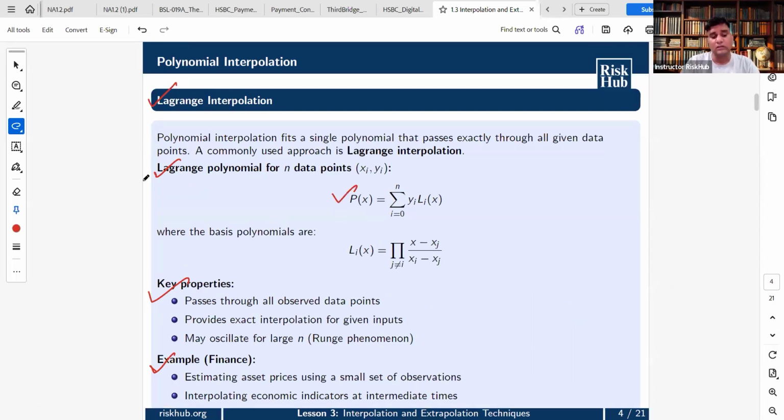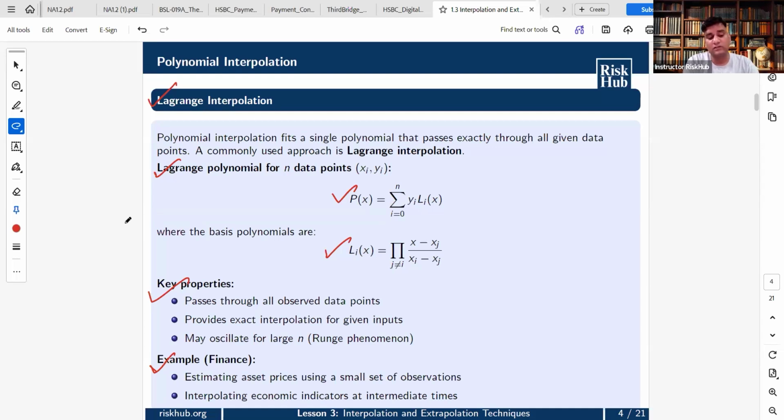What does this mean? P of x equals the sum from i equals 0 to n of y i times L i of x. Here L i of x is the Lagrange basis polynomial, and the equation is L i of x equals the product over all j not equal to i of x minus x j divided by x i minus x j. What's happening intuitively? Each L i of x acts like a weight attached to one data point. The polynomial combines all points in such a way that P of x i is equal to y i. This means the curve passes exactly through every observed point.